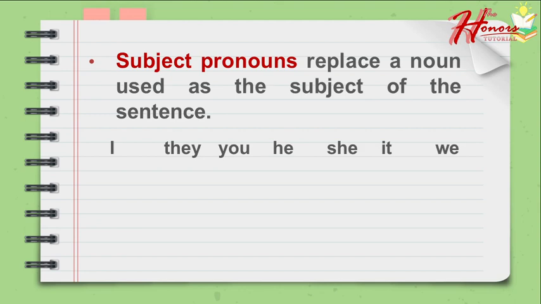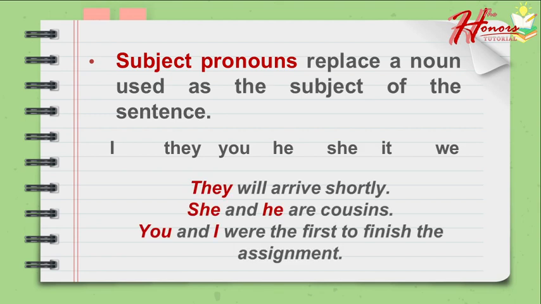So let's try to use this in sentences. They will arrive shortly. So the subject pronoun is they, and they acts as the doer of the action. She and he are cousins. So we have two pronouns. She indicates that the noun is a woman or a girl, and he if it is a boy. You and I were the first to finish the assignment. So we have two pronouns also. You refers to the person you're talking with, and I is yourself. So you and I are the subject pronouns in this sentence. Do you understand? Okay, very good.